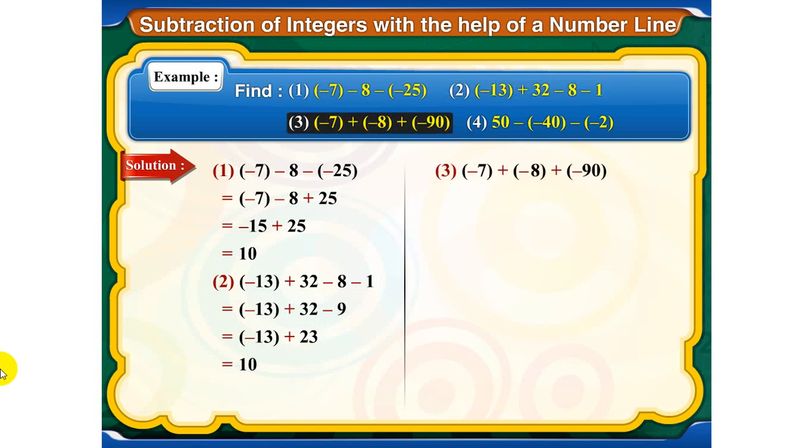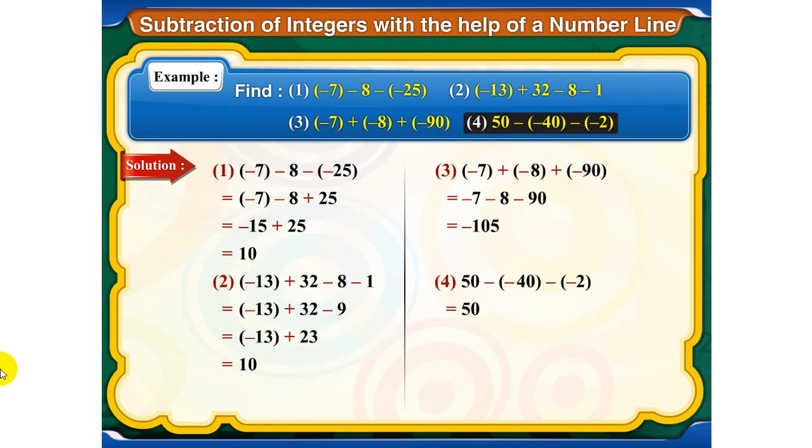3. Minus 7 plus minus 8 plus minus 90. This is equal to minus 7 minus 8 minus 90, which is equal to minus 105. 4. 50 minus minus 40 minus minus 2. This is equal to 50 plus 40 plus 2, that is equal to 92.